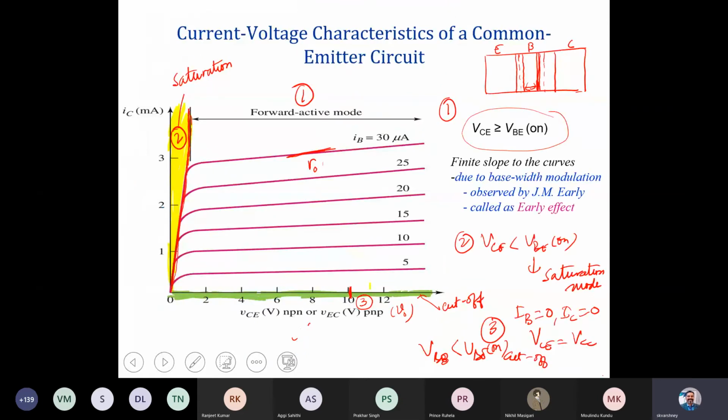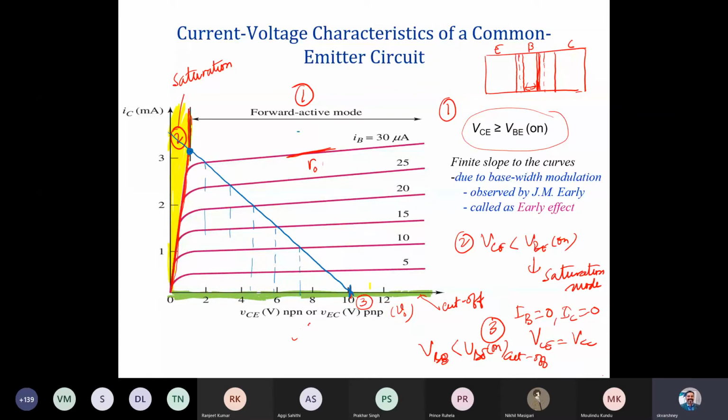Since you can see, let's say I fix this 10 volt here, so I put up the line here. In one situation you had somewhere at this point, and in another situation somewhere here. So this point keeps on moving, right? And somewhere you have already entered here. So that's the maximum collector current you will get, but the transistor is now in saturation mode. It's no longer in forward active mode.